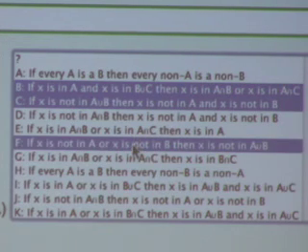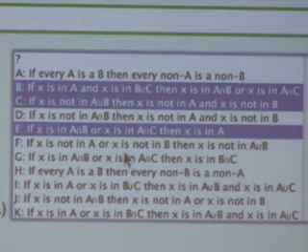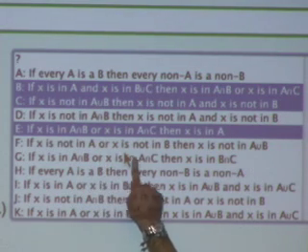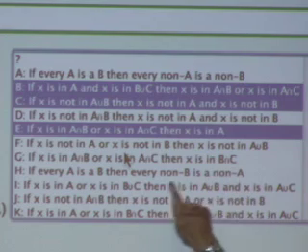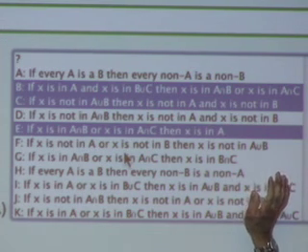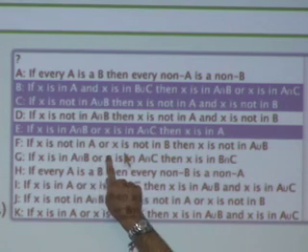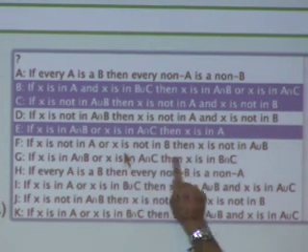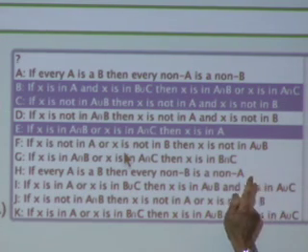Oops, except that I have to click the right one. Okay, if X isn't in A, or X isn't in B, then X isn't in A or B. Okay, this is false. If X isn't in A and X isn't in B, then it's not in A union B. If it isn't in A or it isn't in B, then it isn't in A intersect B. Okay? But, for example, let's say X isn't in A, but X is in B. Then the first part's satisfied, but the last part isn't, because it is in A union B.